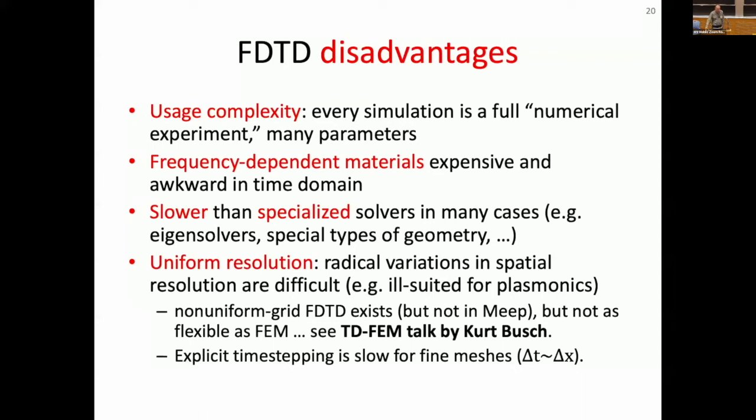Now, there are extensions of FDTD to non-uniform grids, although not in Meep currently. But even those are not as flexible as finite element methods, where you can just have an arbitrary unstructured mesh and conform it to the boundaries and gradually change the resolution or rapidly change the resolution and so forth. And there'll be a talk later today by Kurt Busch on how you apply finite element time domain methods. You still retain that full generality, but with finite element and arbitrary meshes. And so they're developing a nice package for that.